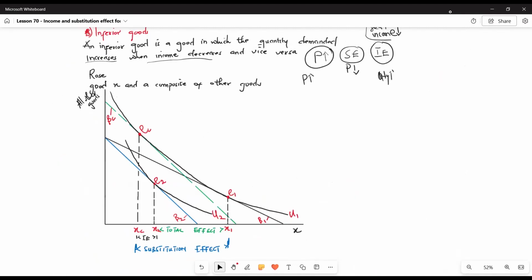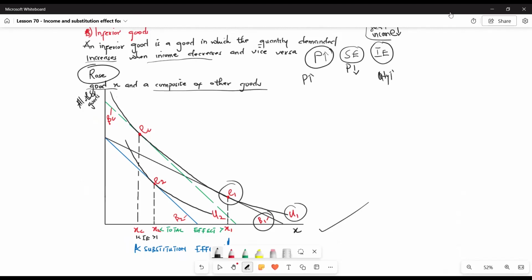Let's consider a consumer named Rose who consumes good X and a composite of other goods. So Rose's indifference map and budget can be represented by this figure here. If we start from budget line B1 and a utility maximizing bundle E1, and this is on the indifference curve U1. Assuming there was an increase in the price of good X, which shifts Rose's budget constraint to B2 and changes her utility maximizing bundle to E2 on indifference curve U2.